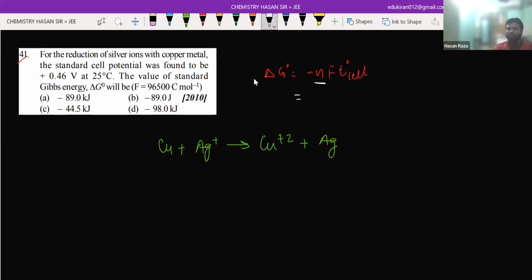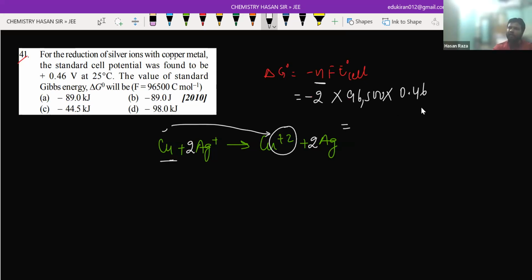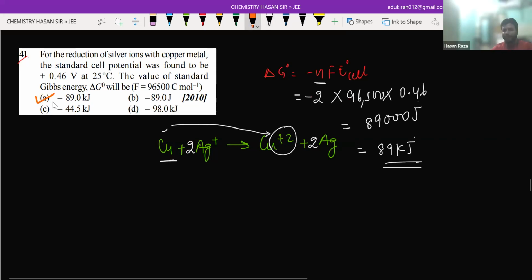To balance it is very simple. Copper is converting itself from 0 to plus 2, so there will be 2 and there will be 2 to balance it. Now the number of electrons you can see is 2, and Faraday's constant that you know is 96,500 coulomb, and E naught cell is also given as 0.46. If you multiply it, you will approximately get 89,000 joule, and convert it into kilojoule since the options are in kilojoule. So the answer simply will be A. Is that clear, Faiza and Shavez?